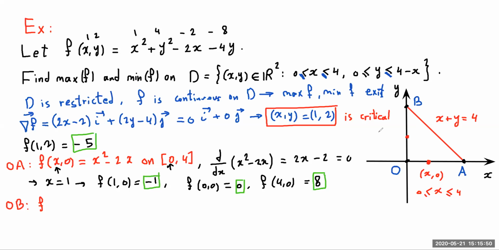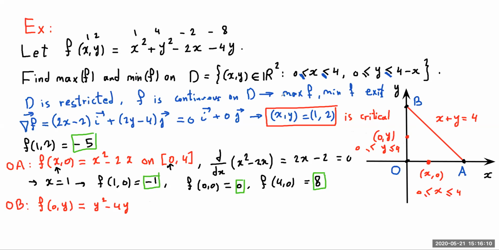Any point here, (x=0, y) with y moving from 0 to 4. So let's calculate f(0, y). So it's y² minus 4y.